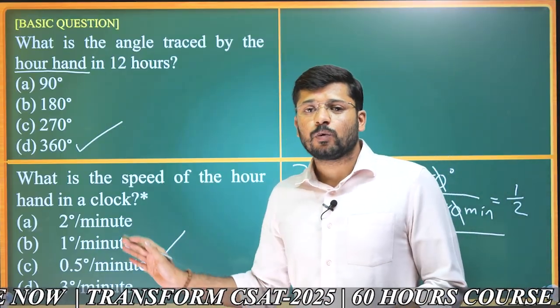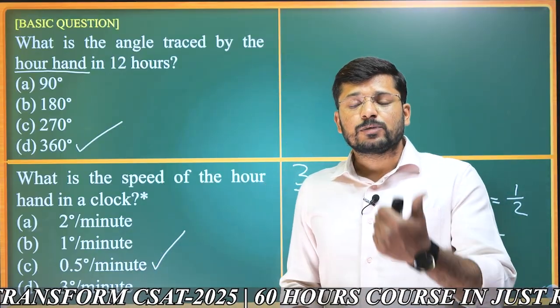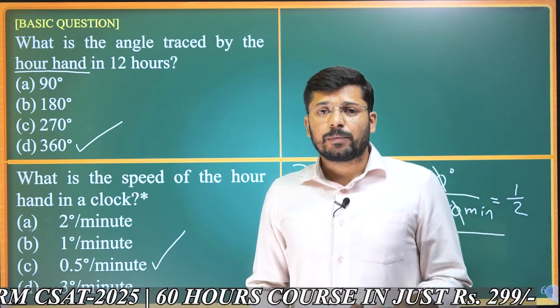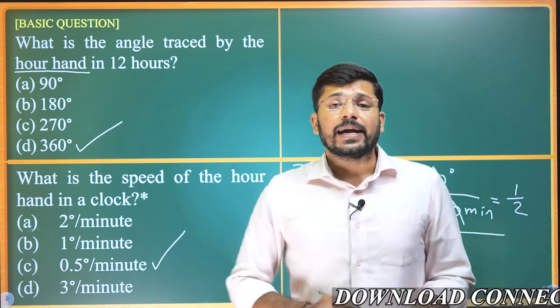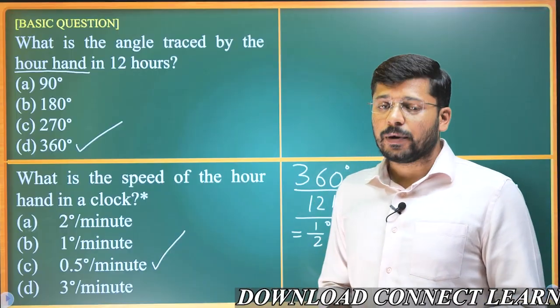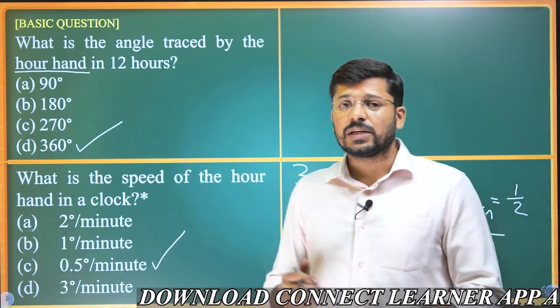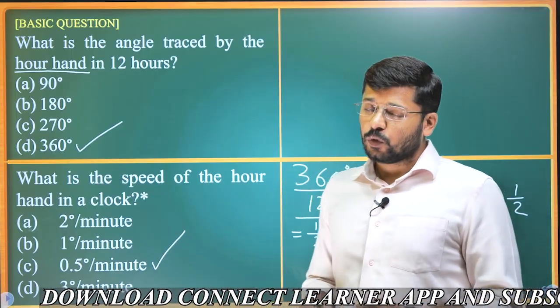Once again, make a note of this and memorize this. The speed of a minute hand is 6 degree per minute and the speed of an hour hand is 0.5 degree per minute. Now based on this concept, we shall look at an application level question.